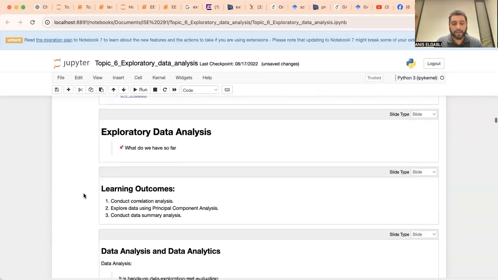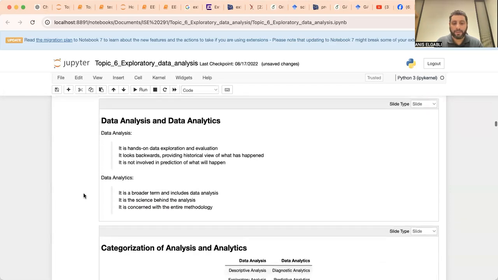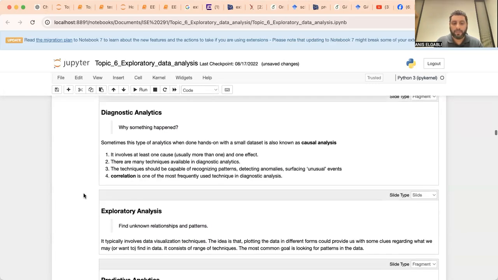Today we start a new topic, exploratory data analysis. At the beginning here, there are some terminologies and some definitions. I will skip those for now. You can actually read through this yourself.